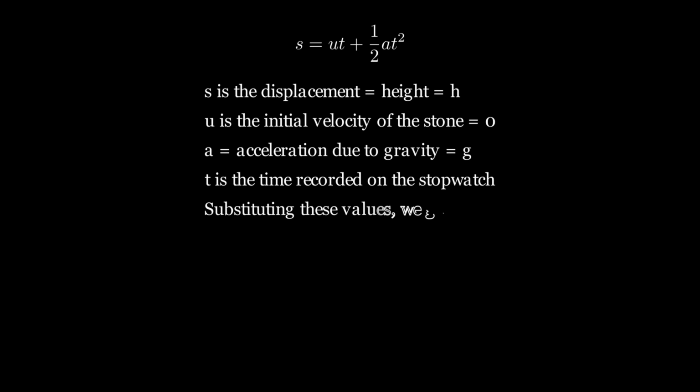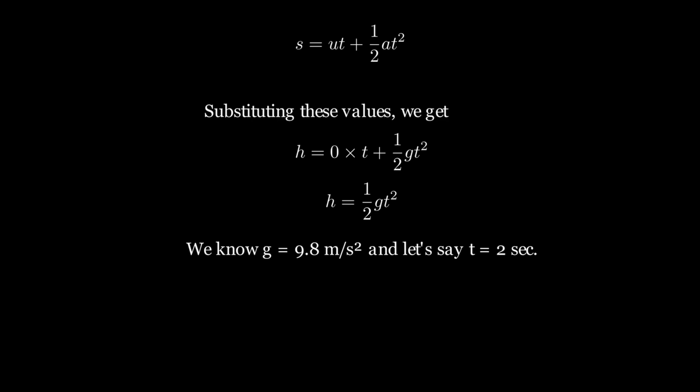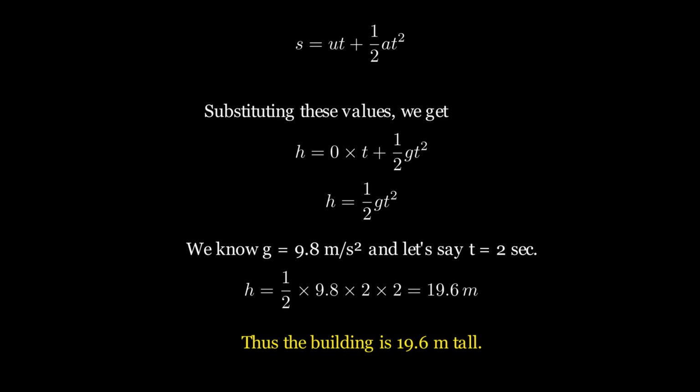Substituting these values in the equation, we get h is equal to 0 times t plus half g t square, which will leave us with h is equal to half g t square. We have already derived that g is 9.8 meters per second square, and let's say the time taken by the stone to fall off the building is 2 seconds. Putting these values in the equation, we get h is equal to half times 9.8 into 2 square, solving which we get 19.6 meters. Thus, the building is roughly 19.6 meters tall.